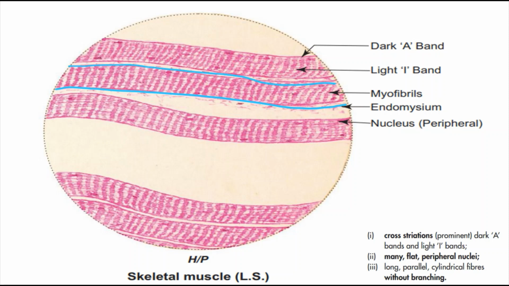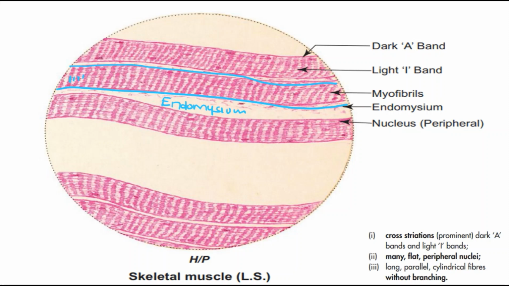So this is a skeletal muscle here. The connective tissue that is surrounding each individual skeletal muscle is the endomysium. So this is the endomysium. And you can see dark, light striations. That's why it's called striated muscle, because it has a lot of striations.